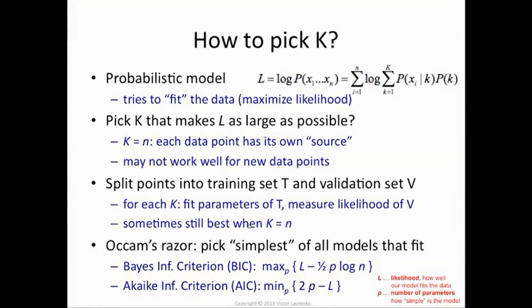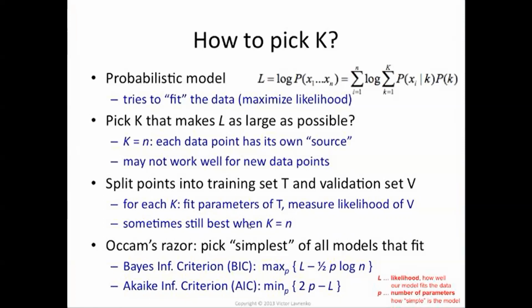And if you have a d-dimensional space, then the number of parameters is actually quadratic, because the covariance matrix is square in the number of dimensions. So that's how you determine P. And then L is the likelihood, right? So L is a measure of how well our model fits the data. And the more components you throw at it, the bigger L is going to be, because it's going to fit the data better and better and better.